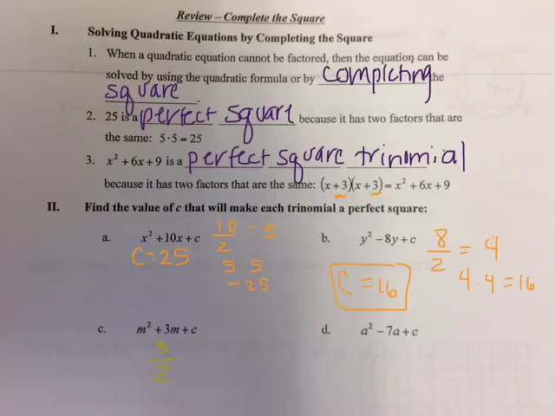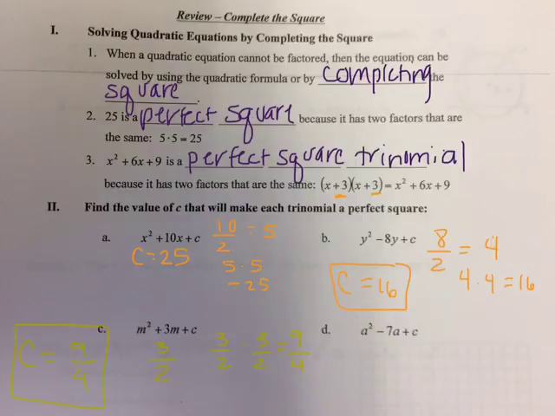This one's tricky. 3 divided by 2. Well, we're going to leave that as a fraction. 3 over 2 times 3 over 2. 3 times 3 is 9. 2 times 2 is 4. So C would have to equal 9 over 4.